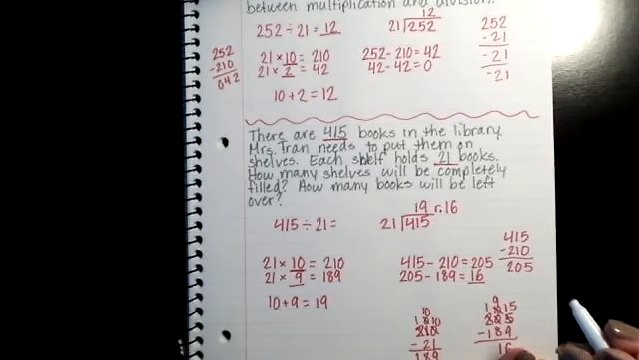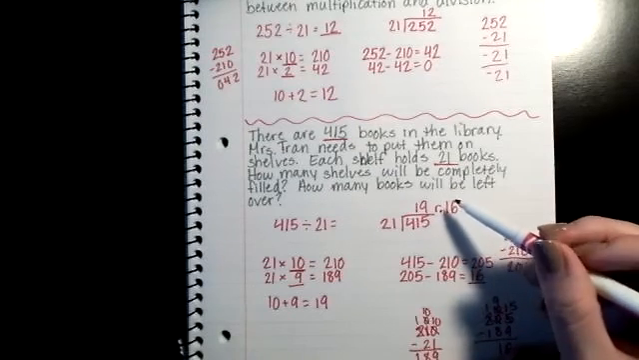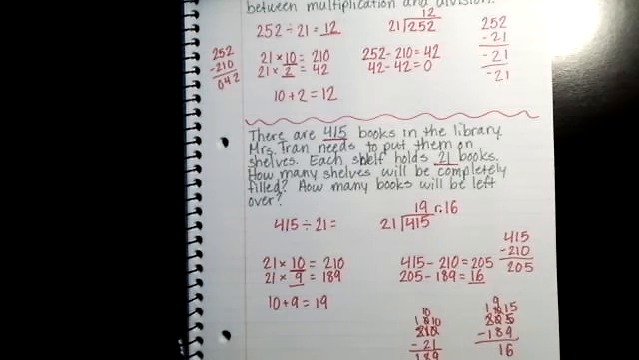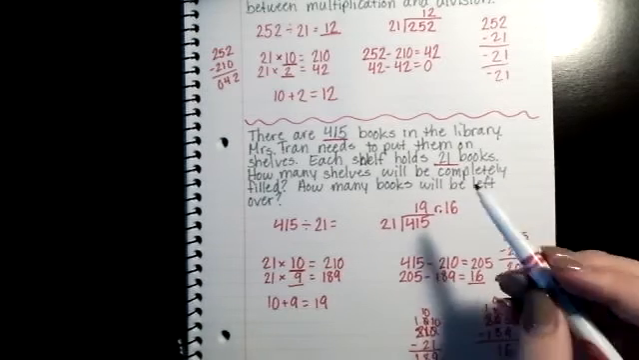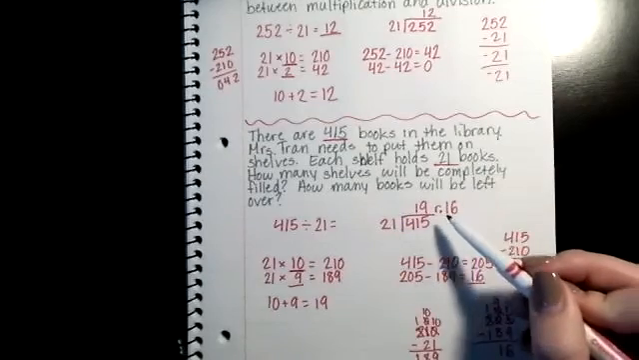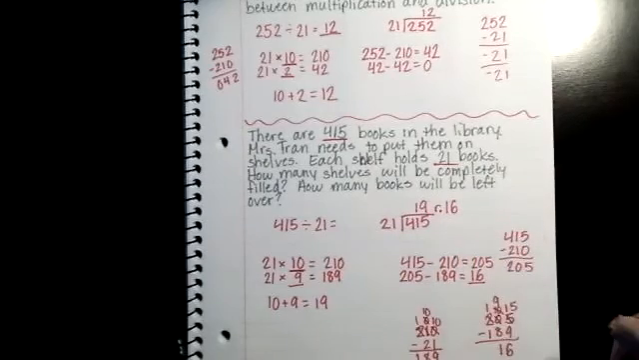It's what's left over. So there are 16 more books that will be on a separate shelf, maybe that's just not full. There will be 19 full shelves, but 16 left over that are not a full shelf.